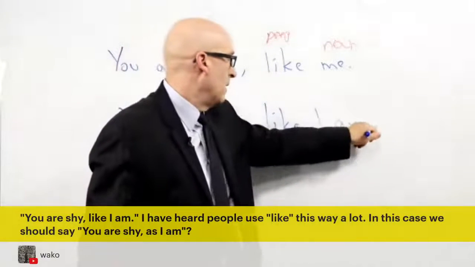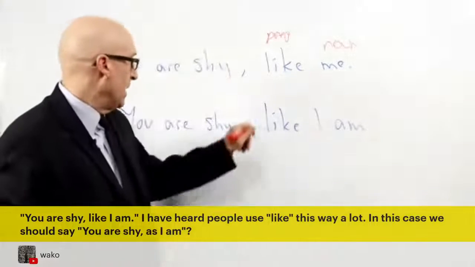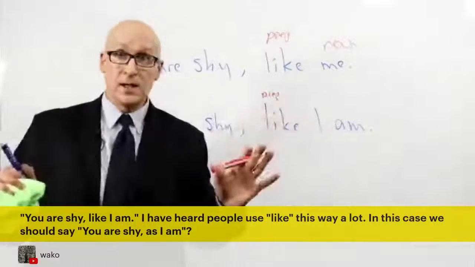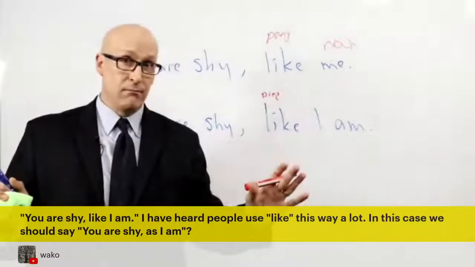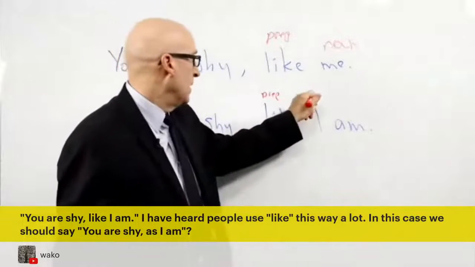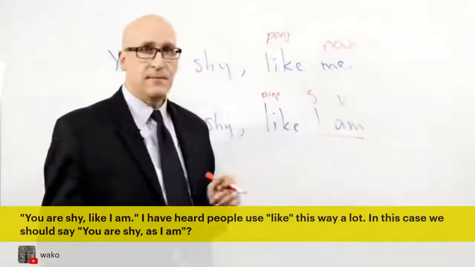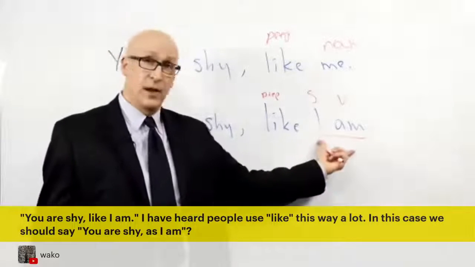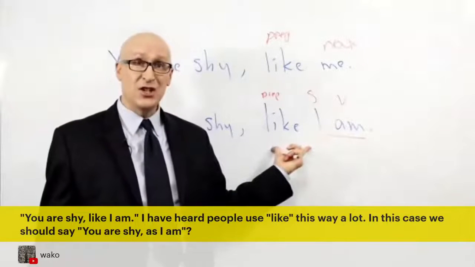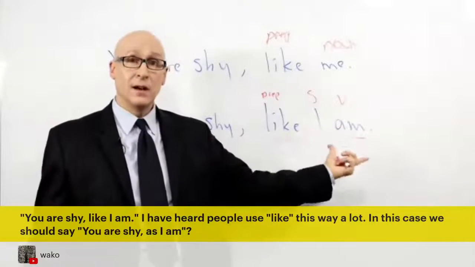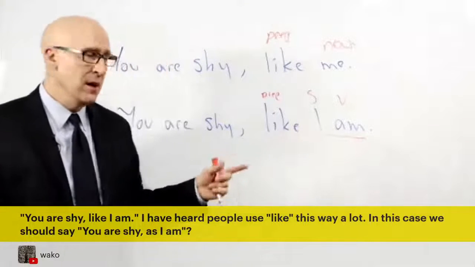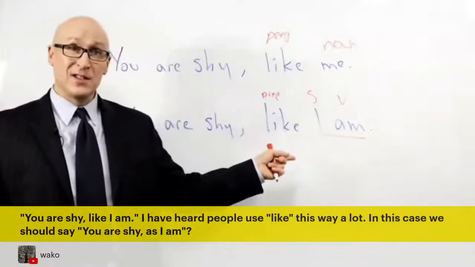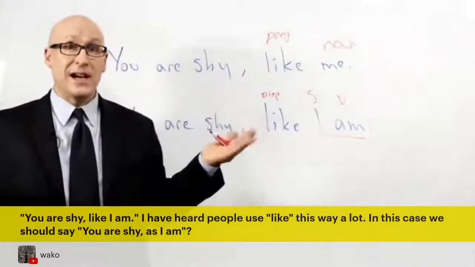Now, what do we have here? We have our preposition like. Like is a preposition. End of story. Like, and then we have a subject and a verb. So we have a clause. And the rule is, if we're connecting a clause, we need a conjunction, to conjoin the clause. So actually, this is no good. This is not accurate English.